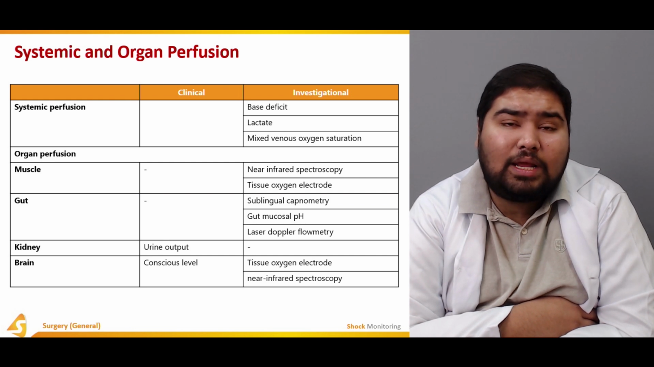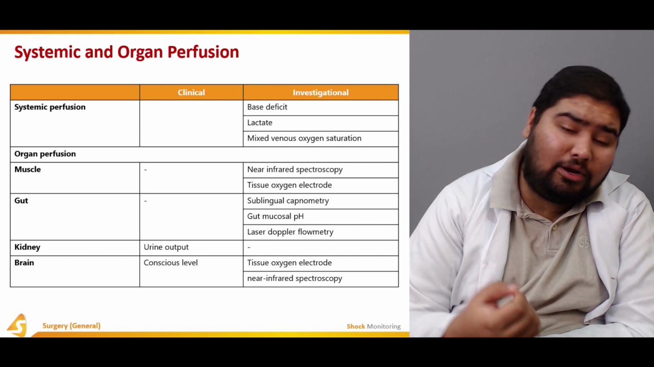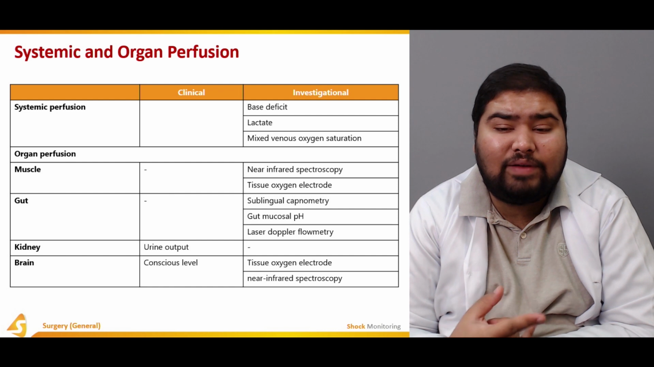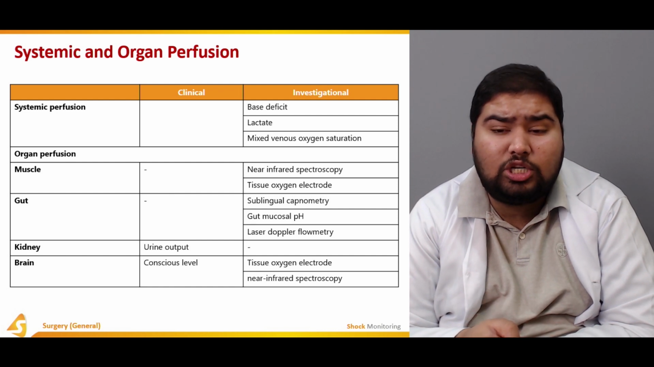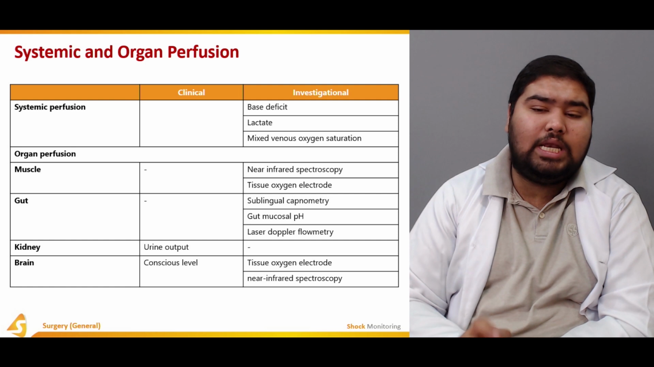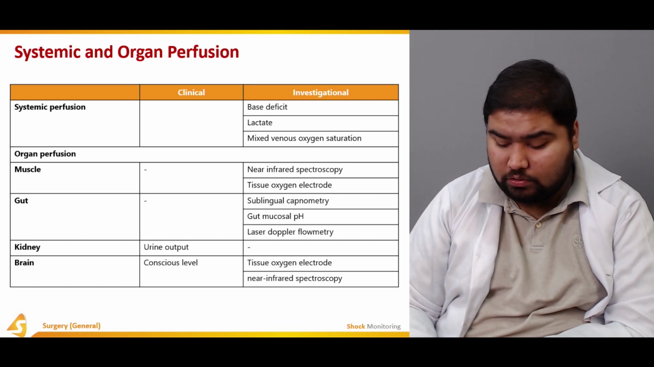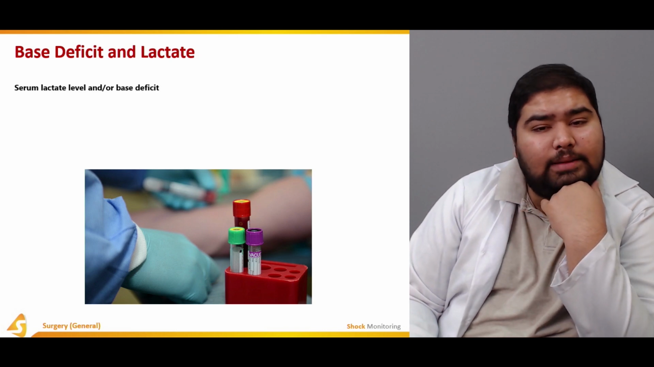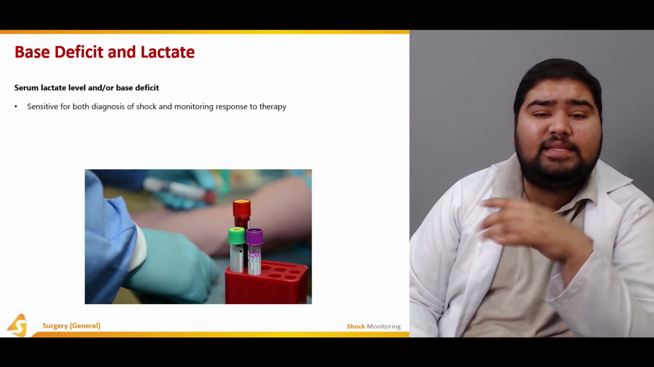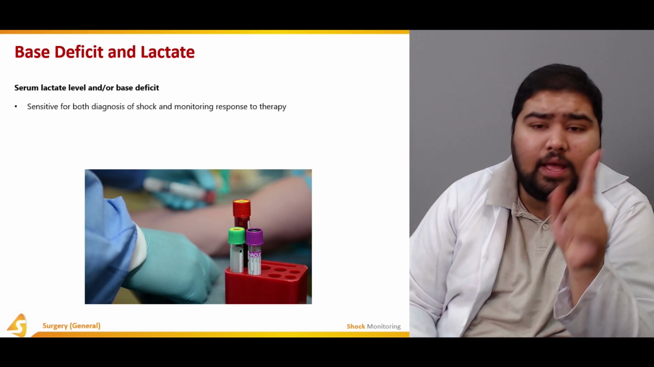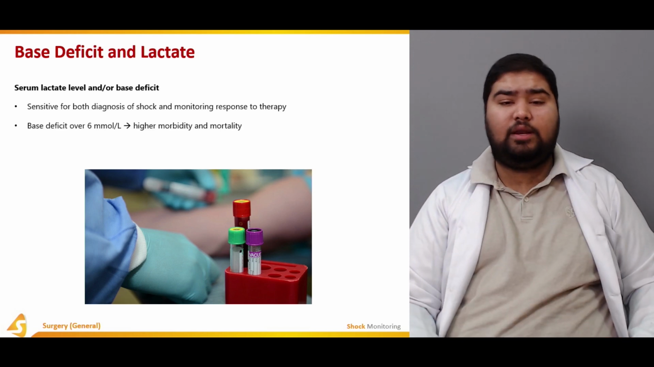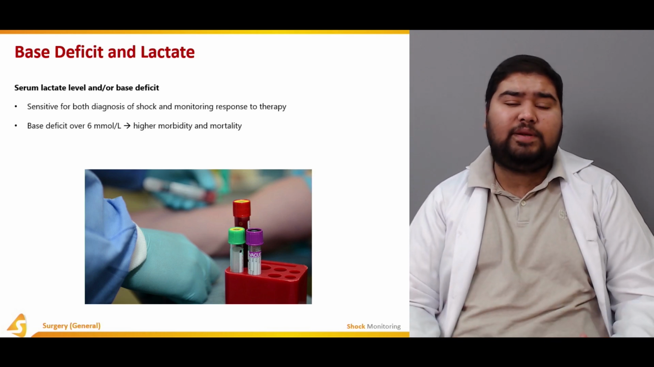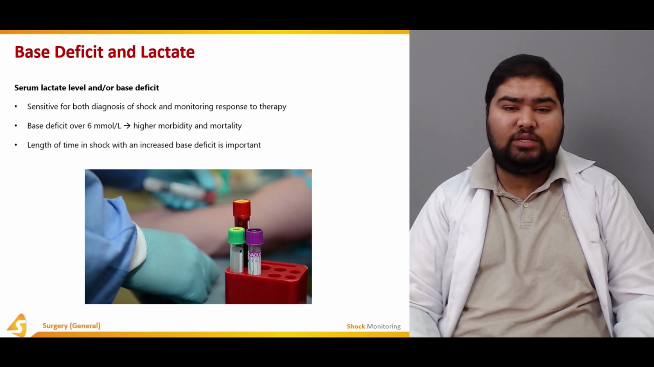The kidney can be clinically measured by urine output. The brain can be clinically measured by the conscious level, and investigations that can be done include the tissue oxygen electrode and near-infrared spectroscopy. Now, base deficit and lactate. Serum lactate level or base deficit is sensitive for both the diagnosis of shock and monitoring the response to the therapy. A base deficit of more than 6 millimole represents higher morbidity and mortality.